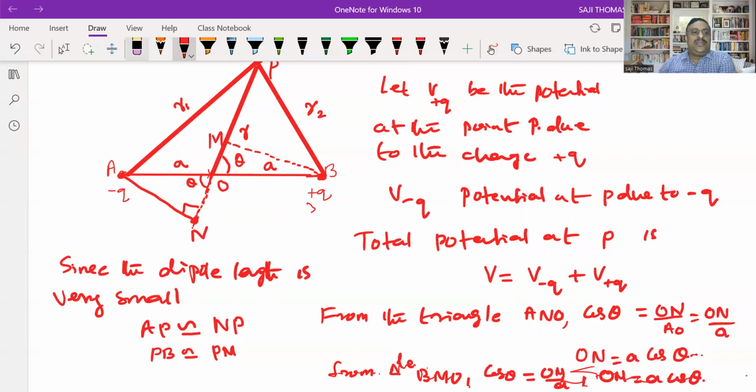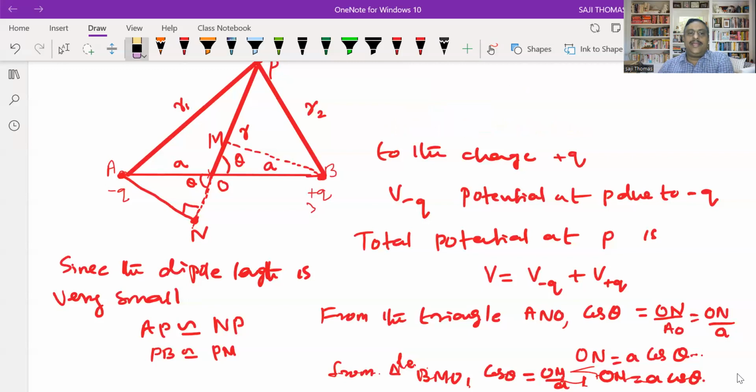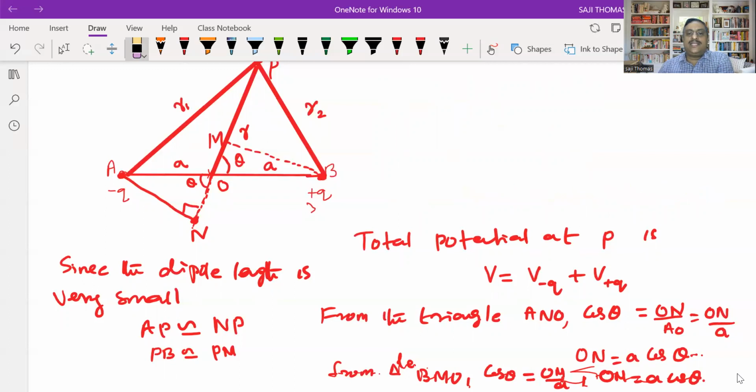Now I am calculating the distance AP. I told you AP is nearly equal to NP. So what is NP? You see the distance NP, N to P. That can be written as OP plus ON.